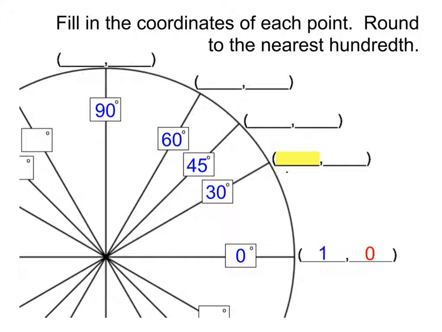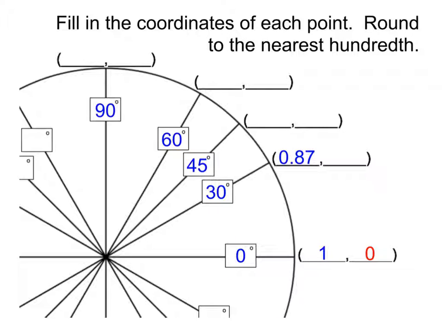Cosine. X-coordinate? Yep, it is cosine. So I'm going to have to do cosine of 30 degrees. Now it's calculator time. On your calculator, please calculate cosine of 30 degrees. You should get an x-coordinate here of 0.87. Notice I'm rounding to 2 decimals because we were told to round to the nearest hundredth.